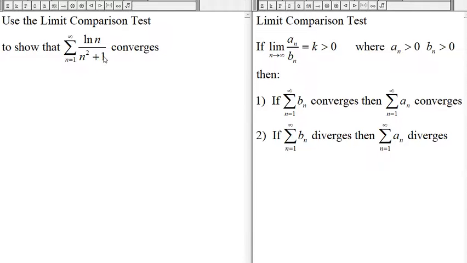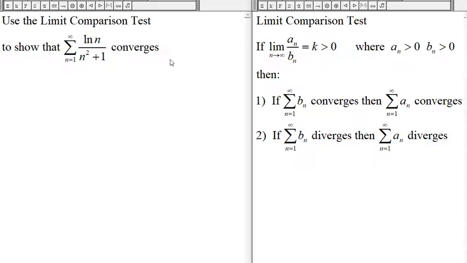Here we have the infinite series of natural log of n divided by n squared plus 1. And we want to use the limit comparison test to show that this series right here converges.